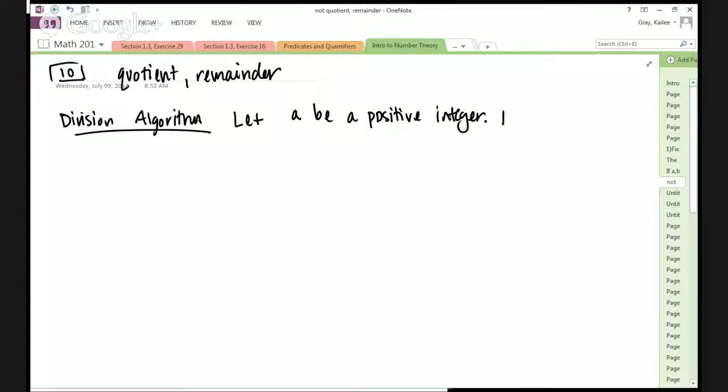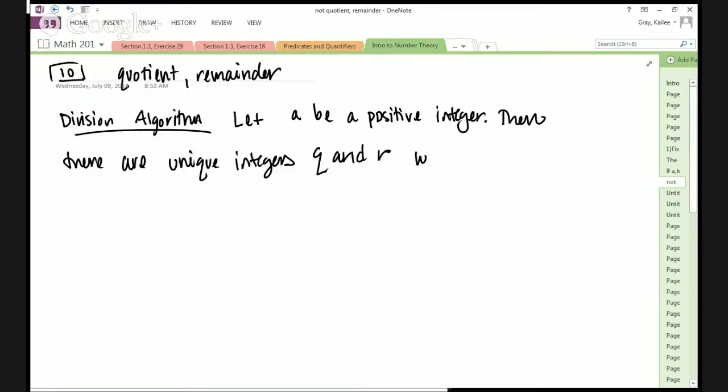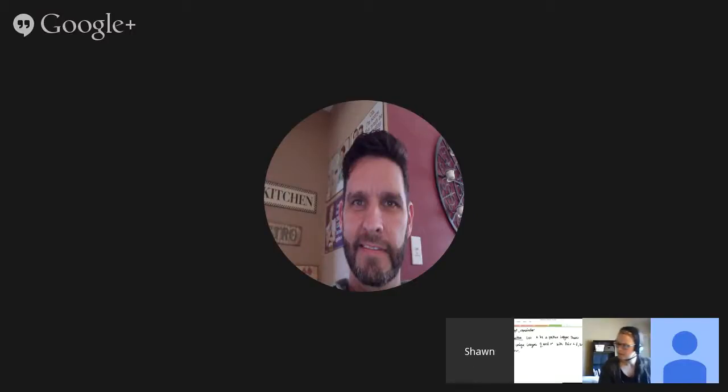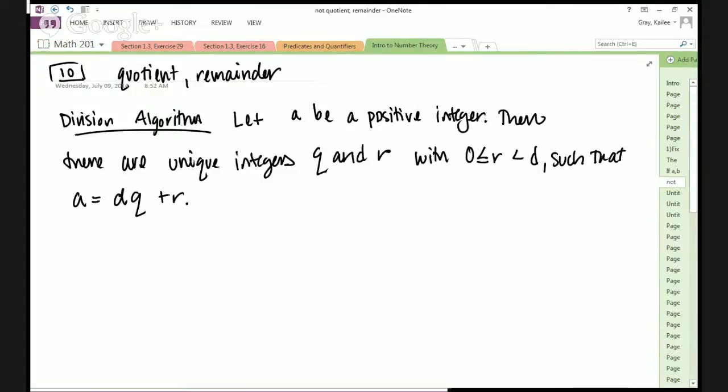And then there are unique integers Q and R with, so R's our remainder, okay? And I'll define these terms here, such that A is equal to DQ plus R. Why is it saying A is positive?